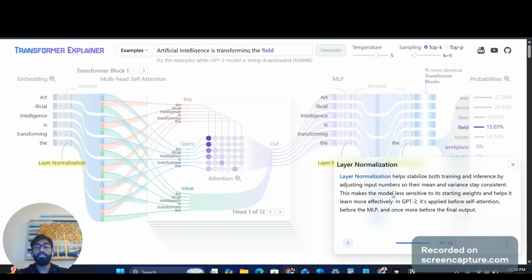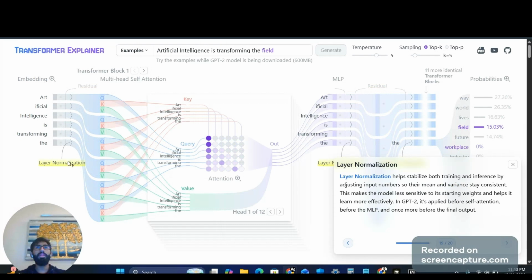We have layer normalization. Layer normalization basically helps stabilize both the training and inference by normalizing input numbers so their mean and variance stay consistent. This makes the model less sensitive to its starting weights and helps it learn more effectively. In GPT-2 it's applied before self-attention, before the MLP, and once before the final output. So if I click on the layer, can I click on the? No, I can't.